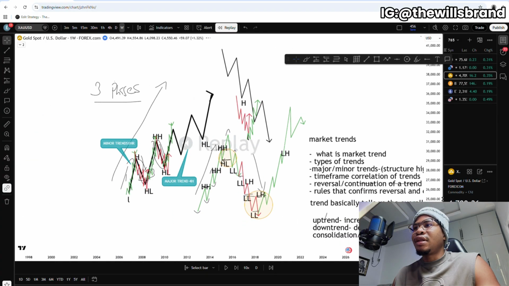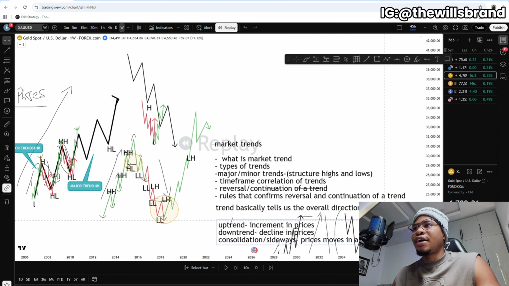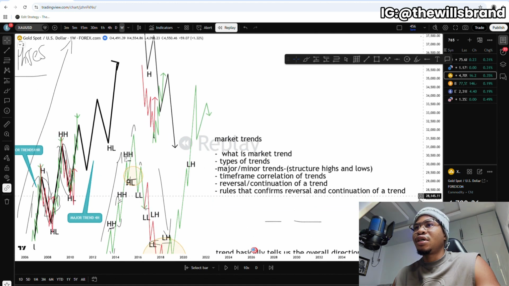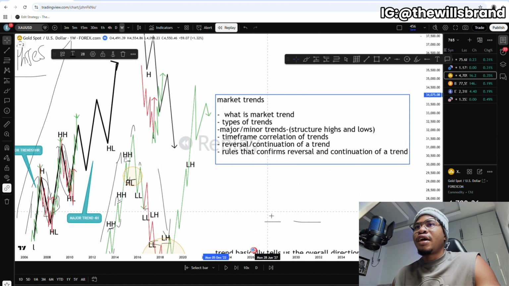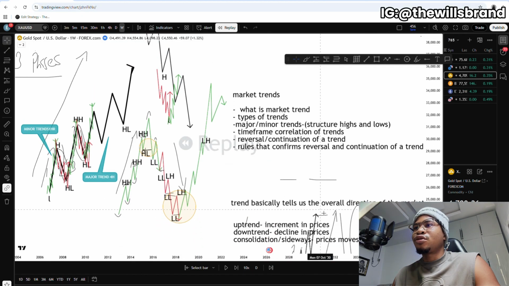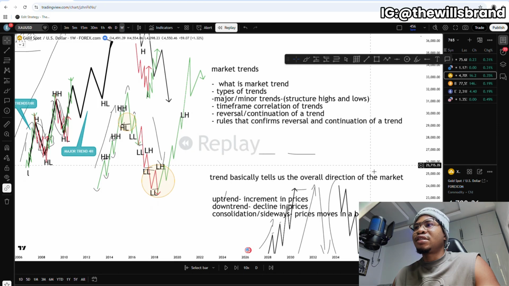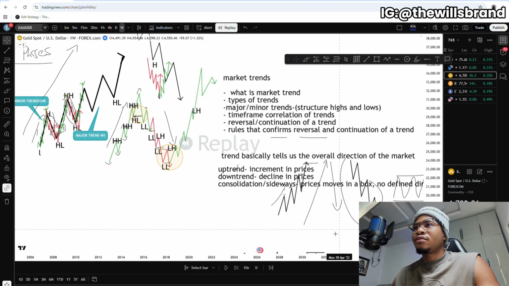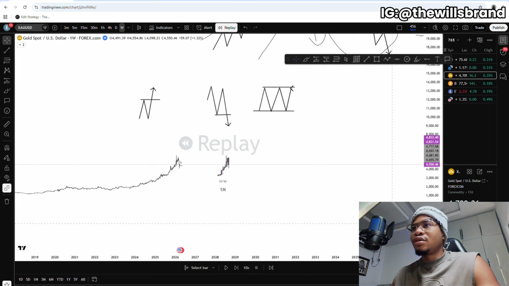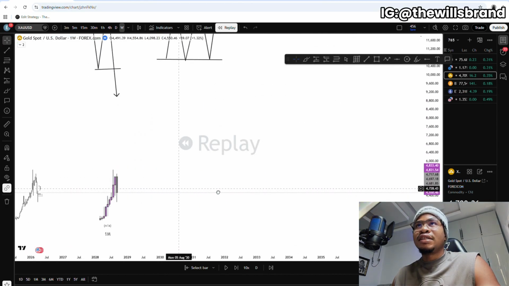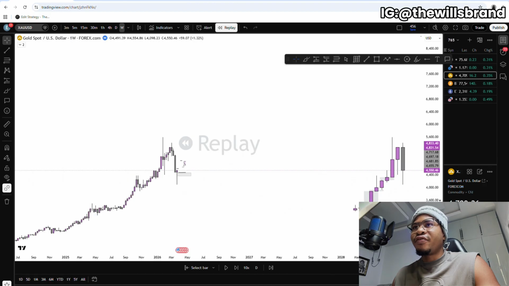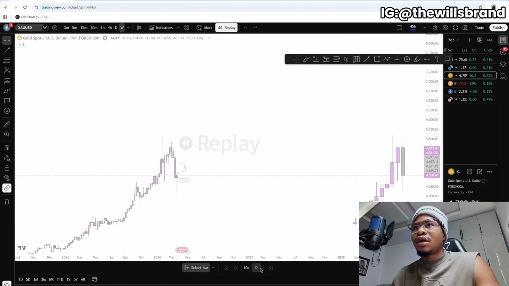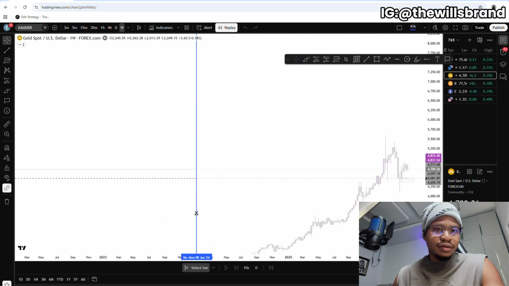All right, now let's go to the live chart and see some examples, because I think that's where everything comes down to. All right, so we've seen the textbook example. Now let's go to the live chart and see what it looks like. Now this is gold. All right, and this is the 1 week time frame. All right, I'm currently on replay mode.